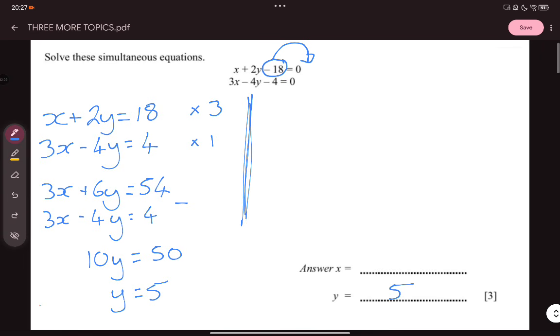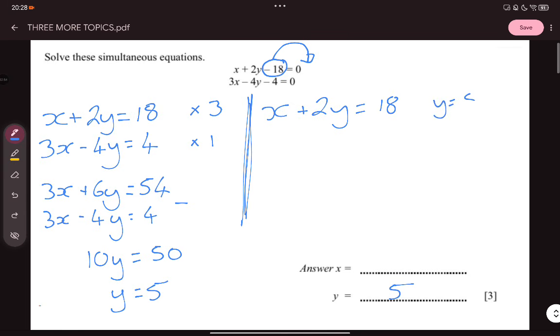So at this stage it is the same as every question about simultaneous equations that we've done so far. We just had to make a slight adjustment at the beginning to make it look like the equations that we have done so far. Now remember how to do this. Now that I know that y equals 5, I can just put y equals 5 into one of my equations. Probably the top equation is the more simple. So x plus 2y equals 18.